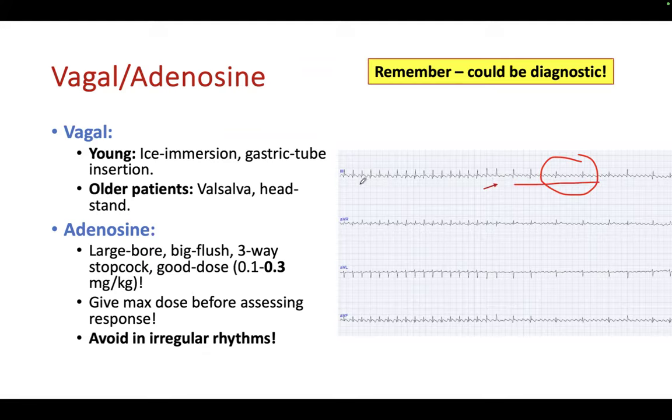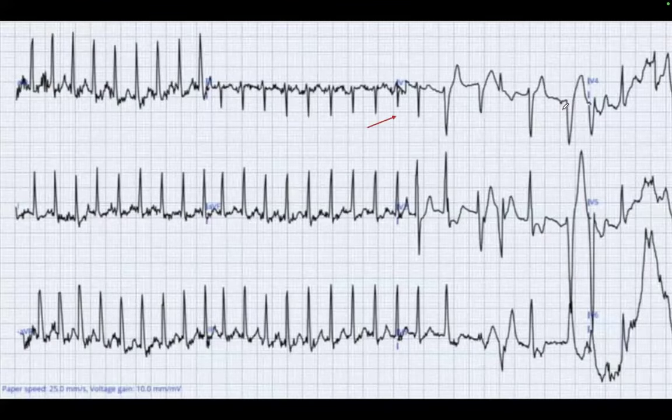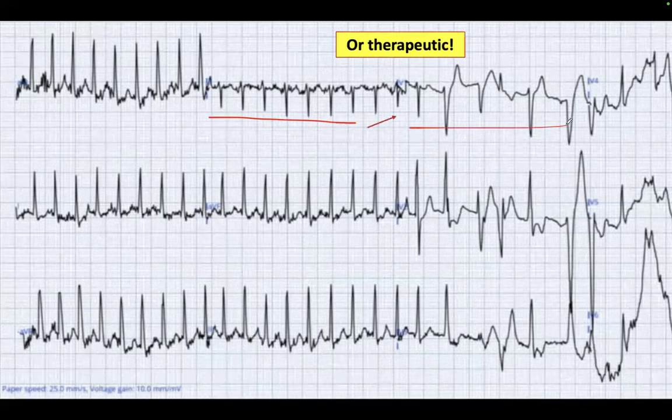Okay, so this was an atrial flutter that you may not be able to appreciate. With adenosine, it doesn't terminate the flutter, it just slows the QRSs so that you can see the flutter waves. So sometimes adenosine is diagnostic, meaning you figure out that the patient has flutter post adenosine administration, or with adenosine, it could be therapeutic.